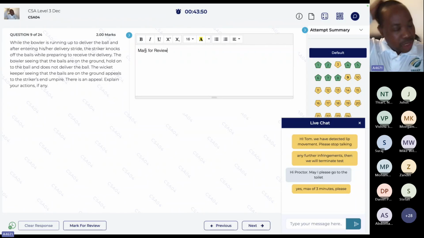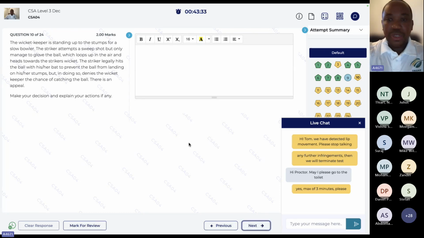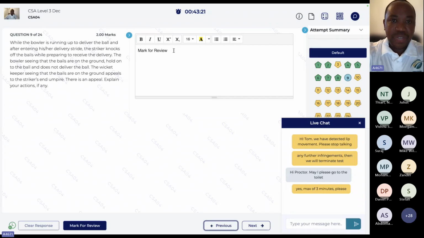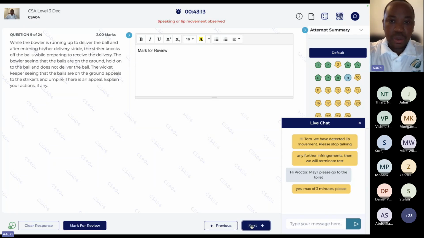So if we're not 100% sure of what we are submitting for this particular question, then we click on mark for review, and then at the end, it will tell us before you submit all of your answers that, hang on, you wanted to go back to that question to answer it. Or you can easily just navigate to previous, and it will take you to the previous question. I think you can go all the way back to the very first question if you want to, but I'm not going to go any further back.